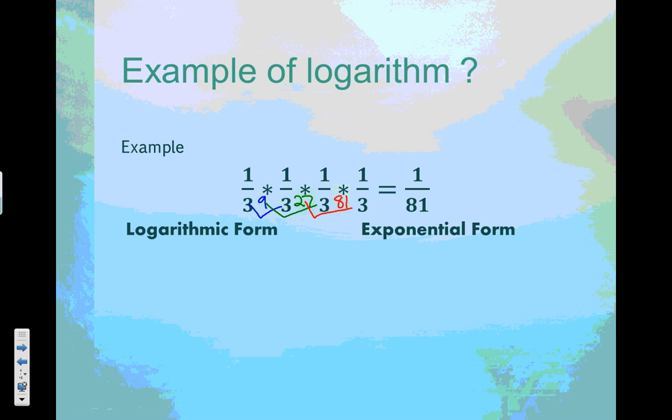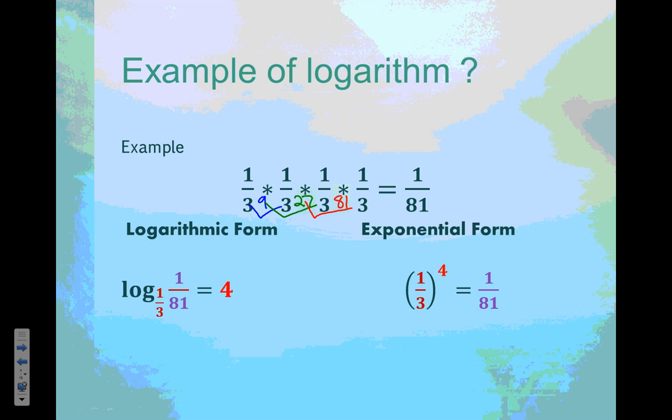How do we write 1/3 multiplied by 1/3 multiplied by 1/3 multiplied by 1/3 equal to 1/81 in logarithmic form and in exponential form? Well, you notice the base is 1/3. You're taking 1/3 and multiplying it by itself. How many times? 1, 2, 3, 4. You multiply it by itself 4 times to get 1/81. So in logarithmic form, we will say log base 1/3 of 1/81 is equal to 4. In exponential form, we'll put parentheses around 1/3 and raise that to the 4th power to get 1/81.